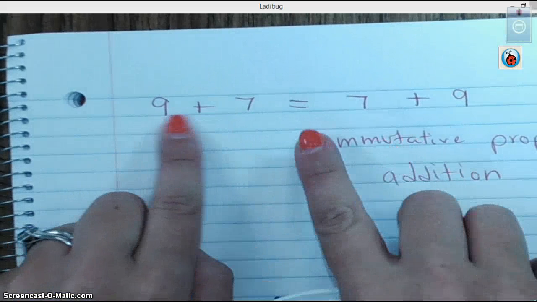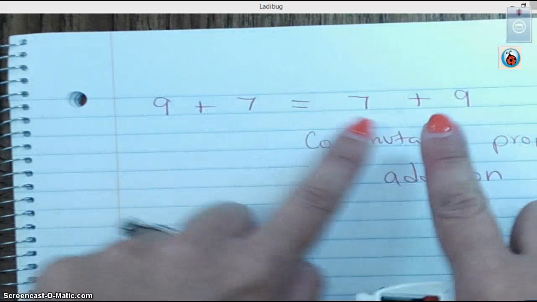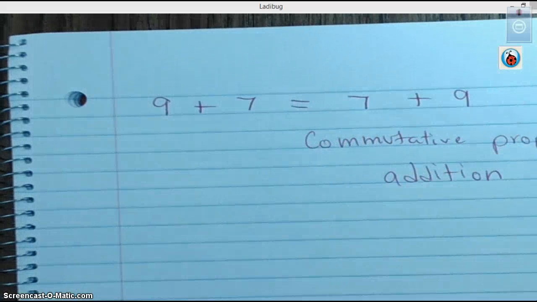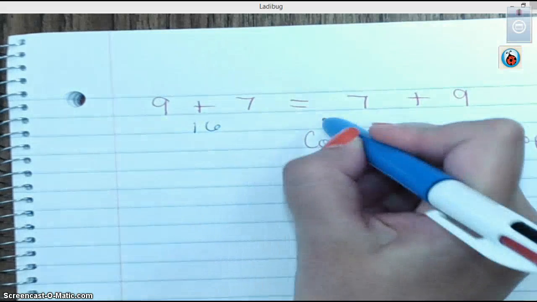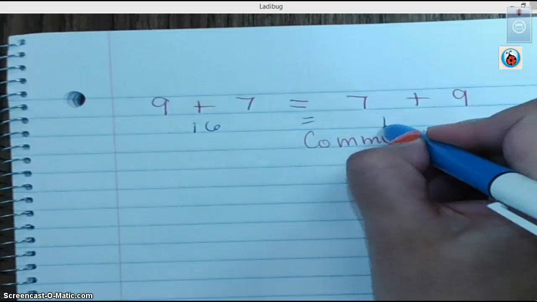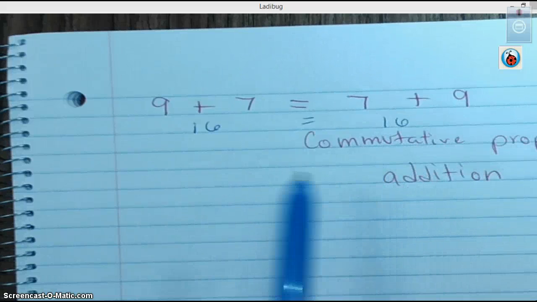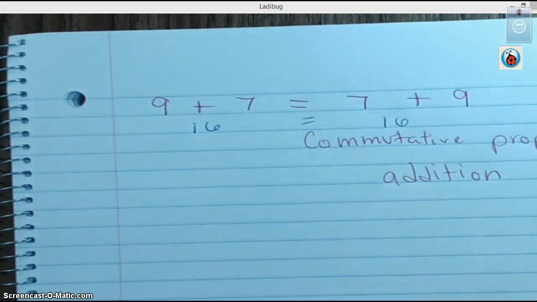That makes sense. It's saying that if you add 9 plus 7 or 7 plus 9, it equals the same thing. What's 9 plus 7? 16. And what's 7 plus 9? 16. So the commutative property shows us that the order in which we add doesn't matter, right?